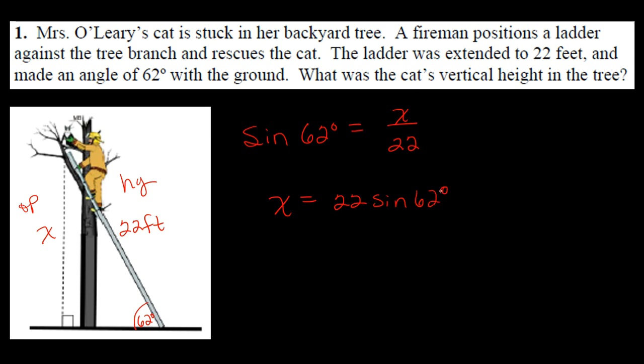X is isolated. So in our calculator, we're going to say 22 times the sine of 62, and we get 19.4. And then if we want to round it to a whole number, 19 feet.